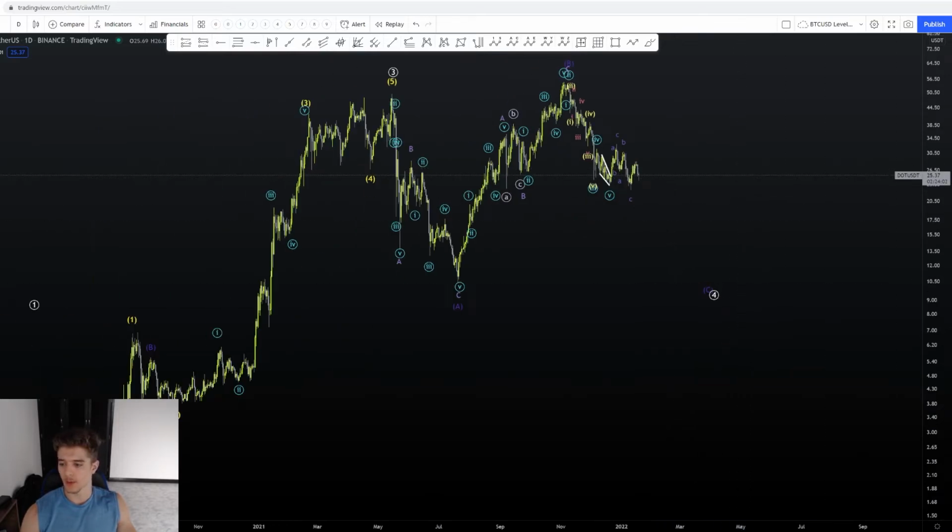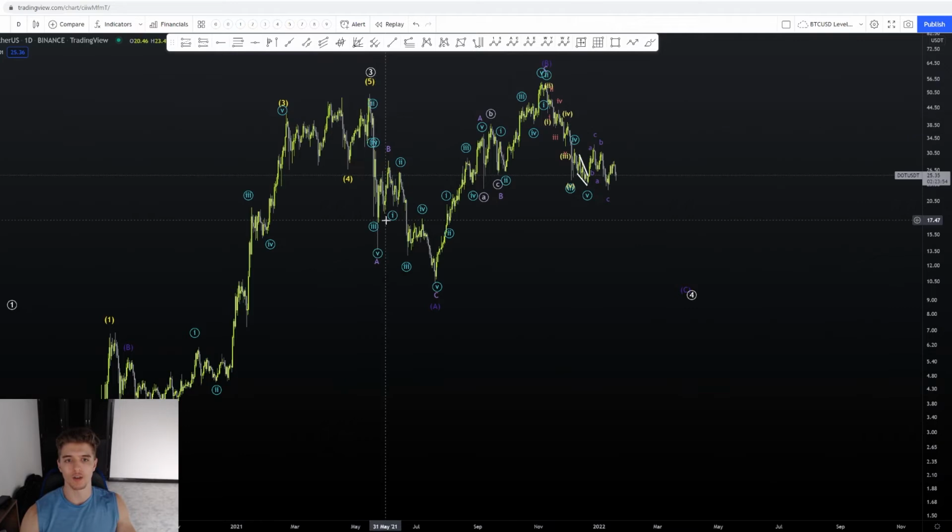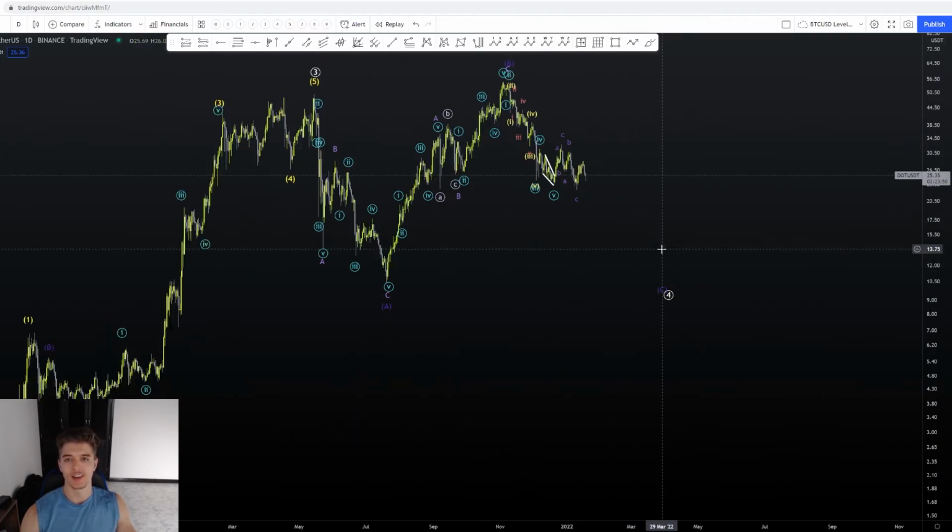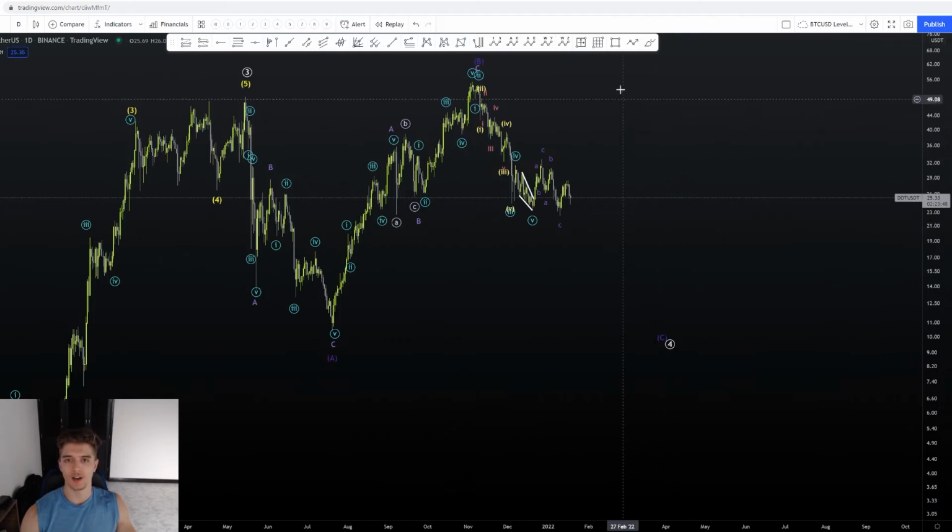Another option we could keep in mind is that this is simply, instead of a flat, a big WXY, where this would be a zigzag, zigzag, zigzag. Now, I know that is pretty rare. I don't know how often you do see that, but it is possible. So we could get something like this down here, up for a wave B, down for the wave C. So this would be an A, B, C.